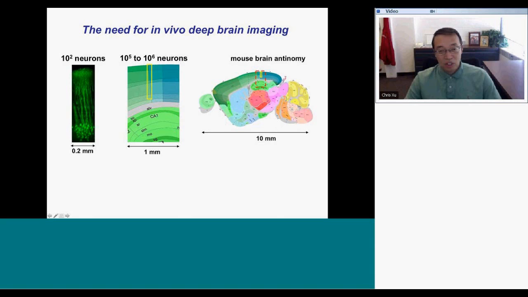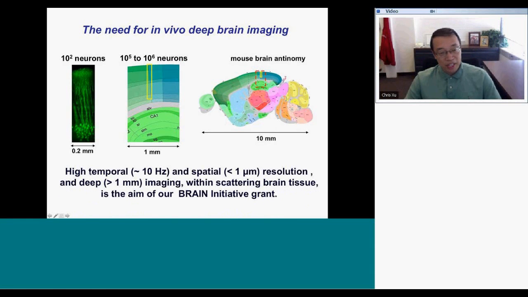So the goal of this proposal is really to see, can we go much deeper into the mouse brain? In particular, we use the hippocampus, the SP layer of the hippocampus, as a benchmark to see how deep we can go in an intact mouse brain. So our goal is to achieve high temporal resolution, hopefully about 10 hertz, and high spatial resolution, submicron, and going deep, around 1 millimeter or more in an intact mouse brain. And this is the aim of our BRAIN Initiative grant.